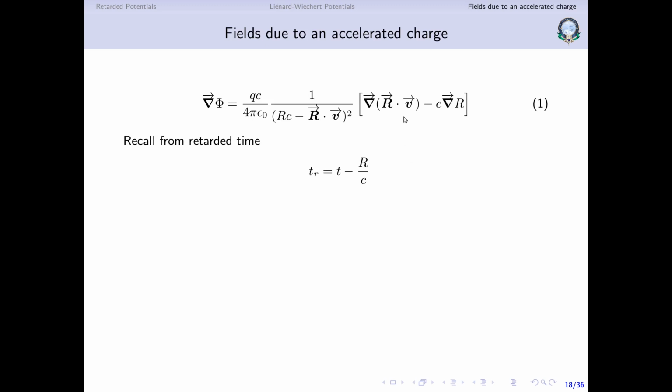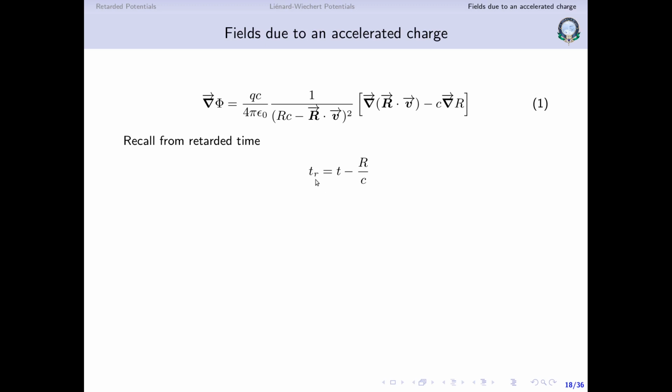So we now need to evaluate these two terms separately, the gradient of r dot v and minus c into gradient of r. We evaluate them separately, put them back together, and that is going to give us the gradient of phi. Now before we proceed to find the gradient of r dot v, let's just have a look at the second term once.